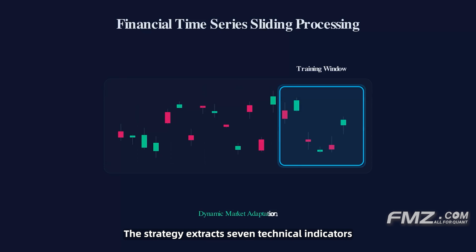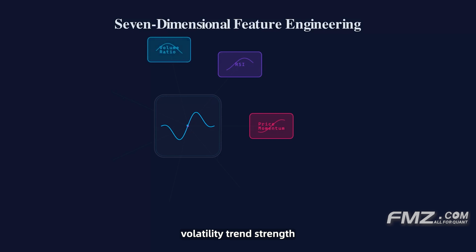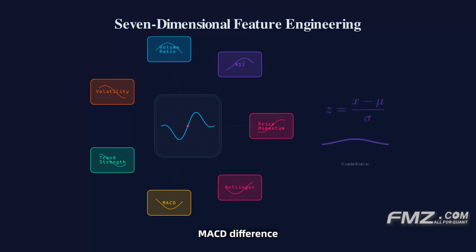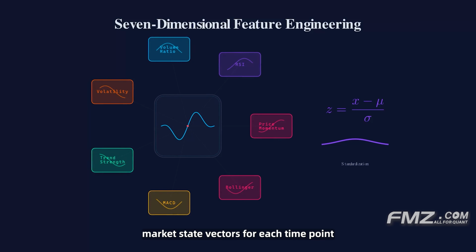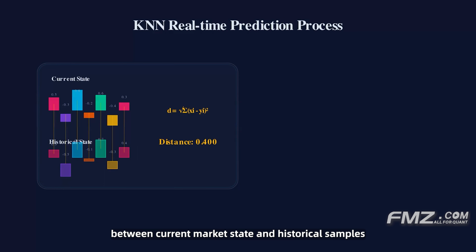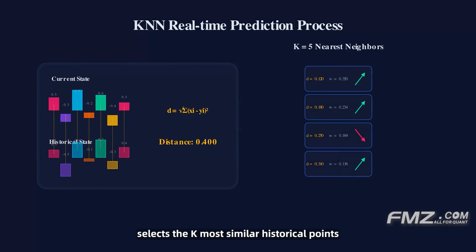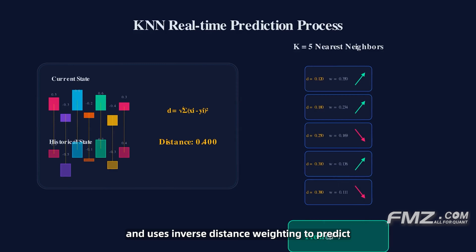over time. The strategy extracts 7 technical indicators: price momentum, RSI, volume ratio, volatility, trend strength, MACD difference, and Bollinger Band position. After standardization, these form a 7-dimensional feature space as market state vectors for each time point. During trading, the algorithm calculates real-time similarity between current market state and historical samples, selects the most similar historical points, and uses inverse distance weighting to predict up or down results based on these historical cases. The more similar the features, the greater the weight in prediction.